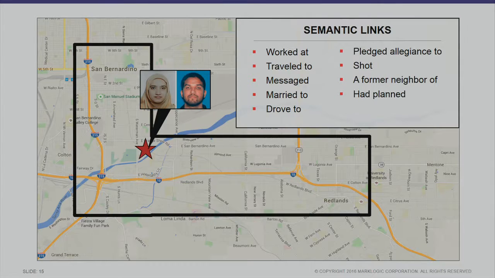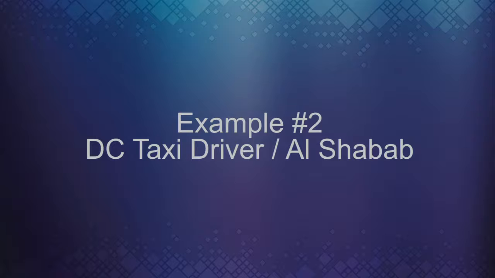The other thing in the article, and we'll pretend intelligence reports and witness reports are not the same as journalism, but as you read that article, you realize what helps you lift off of just seeing time and space is that these attackers worked at a place, they traveled to, they messaged, they were married, they drove to. Each of these semantic relationships starts putting information in context.